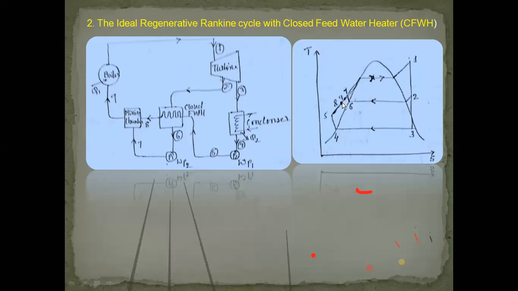At point 9 it enters into the boiler, heat addition takes place, and it is converted into superheated steam. Now the amount of heat added gets reduced. Instead of starting at 5, the heat addition starts from 9, because you can see that the temperature at 5 is less, but the temperature at 9 is more. That means this is by feed water heating. There is an increase in the enthalpy, and that is why the amount of heat added in the boiler gets reduced, increasing the efficiency. So this is about the closed feed water heater.